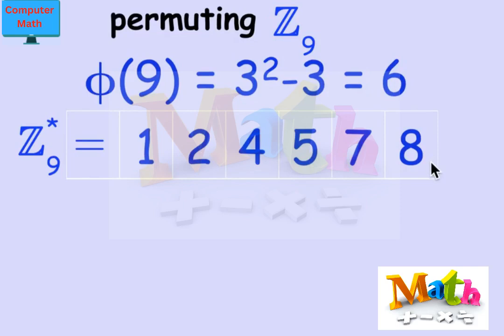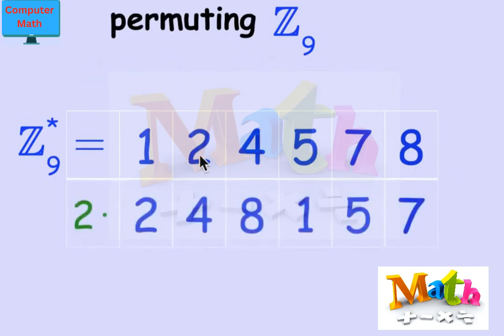Now, what happens, for example, if I multiply them all by 2? 2 is another good number. It's right here that's in Zn star. And multiplying them by 2, well, let's check. 2 times 1 is 2. 2 times 2 is 4. 2 times 4 is 8. 2 times 5 is 1, because it's 10 with a remainder of 1.